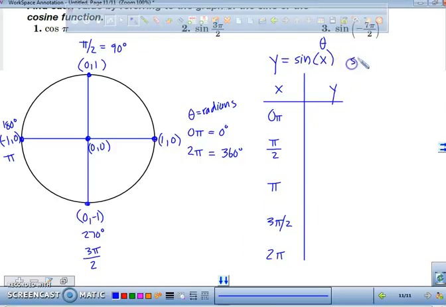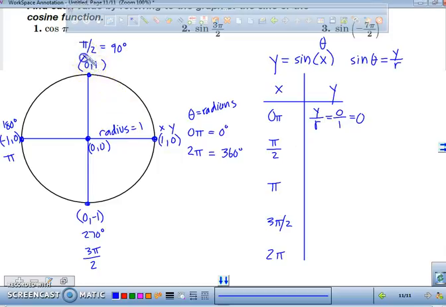Hopefully you remember that sine of theta is your y value in comparison to your r value. Okay? And what is our radius in the unit circle? Our radius is just equal to 1. These ordered pairs represent your x value and your y value. So at 0 pi, what is our y value over our r value? Right here, what's our y value? 0. What's our r value? 1. What's 0 over 1 equal to? 0.